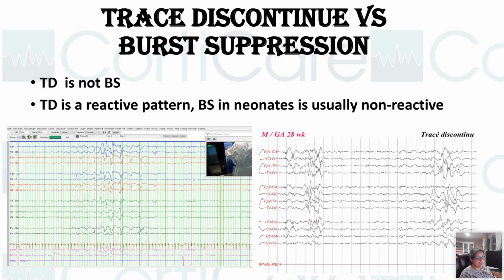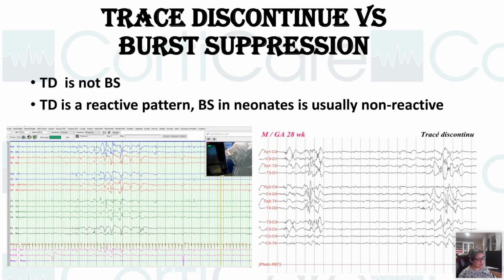Okay. When I was in EEG school, I always thought, okay, trace discontinu looks like burst suppression. Why aren't we labeling it as burst suppression? Trace discontinu is not burst suppression. With my students also, I have seen they will be so confused and want to mark burst suppression. Well, it is not. On the left here, we have an HIE baby, and on the right, we have a premature neonate, 28 weeks gestational age. The trace discontinu is a reactive pattern, and it changes with age.